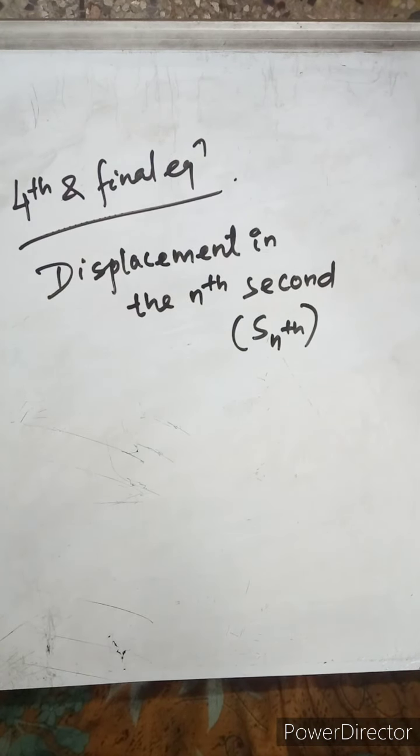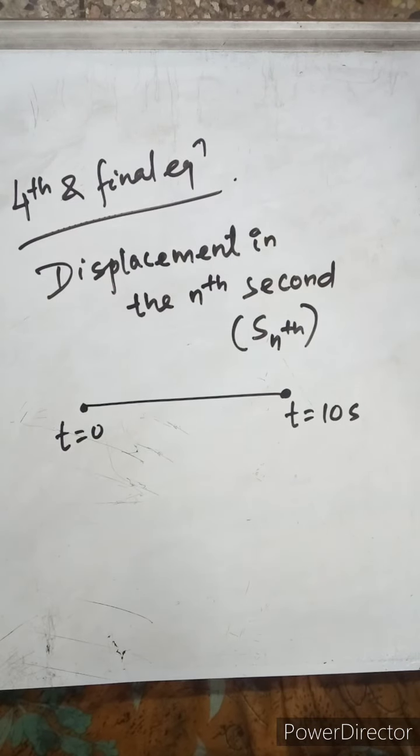So the fourth and the final equation is the displacement in the nth second, popularly known as s nth. Now what do you mean by s nth? Now let's consider this.